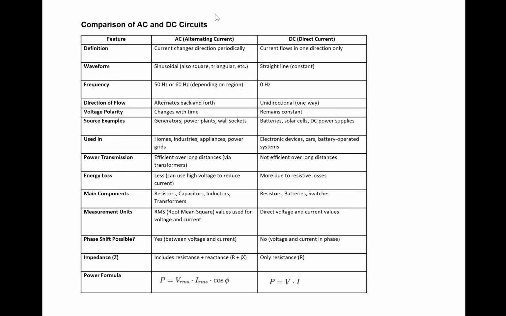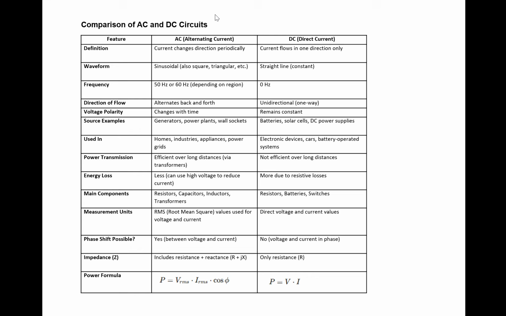Sixth one is sources of supply. Common sources of AC include electrical generators, power stations and household wall sockets. Whereas common sources of DC include batteries, solar cells, fuel cells and regulated DC power supplies. Seventh one, applications. AC is mainly used in homes, industries, commercial buildings, electrical appliances and power transmission systems. Whereas DC is used in electronic devices, computers, mobile phones, automobiles, battery operated equipment and electric vehicles.